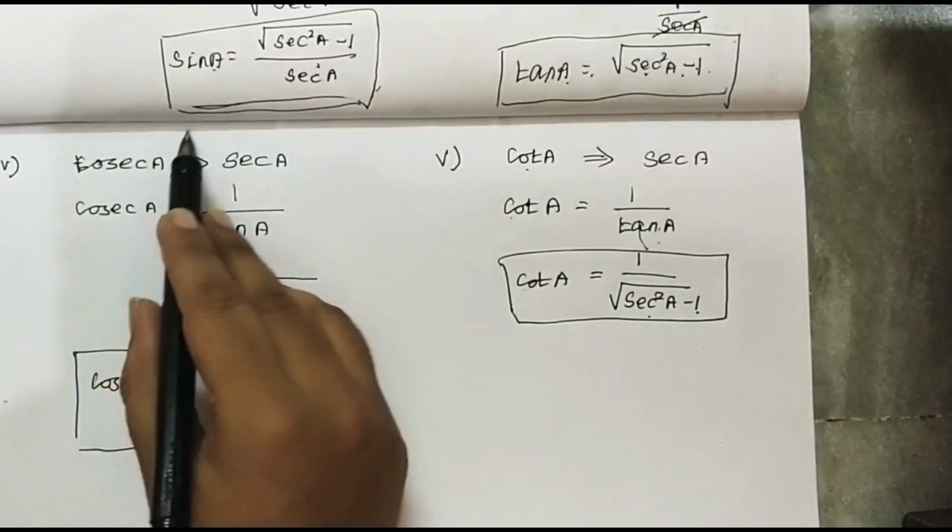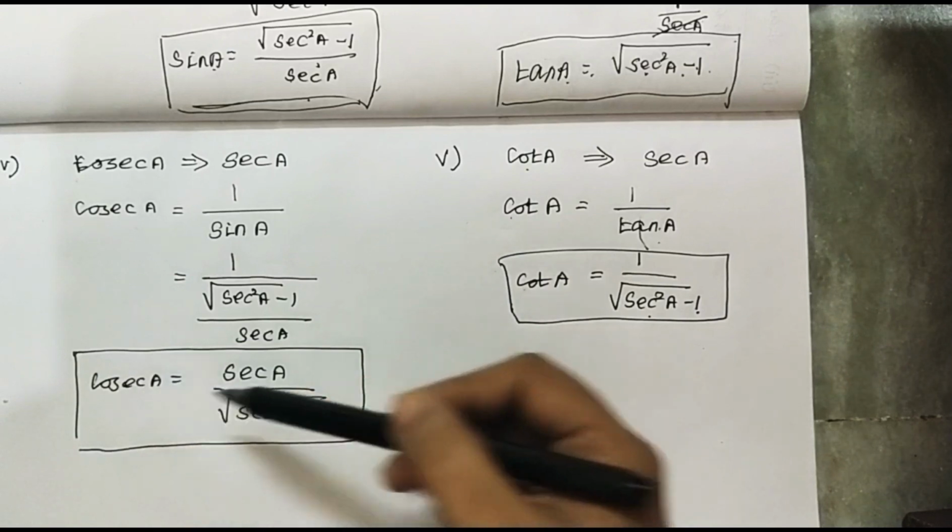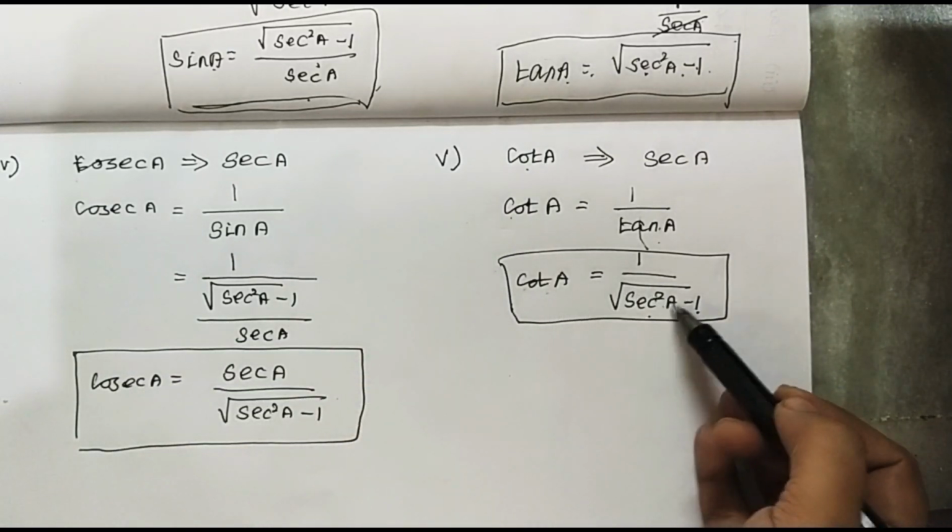So sin A we changed, cos A we changed, tan we changed, cosecant we changed, and cot we changed. That's all.